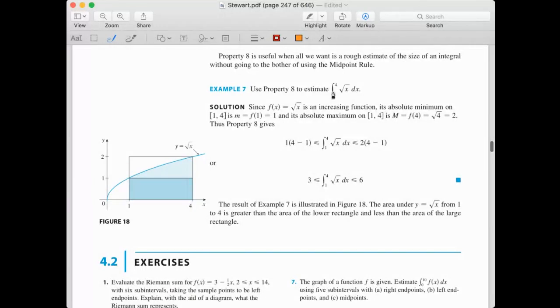Okay, we can use the property to estimate this. The integral of square root of x from 1 to 4. The function is the square root of x, and from 1 to 4, f of 1 equals 1, f of 4 equals 2. Right? So this is saying the integral is bounded in between 1 times (4 minus 1) and 2 times (4 minus 1). If the integrand is bounded, the integral in the interval is also bounded.